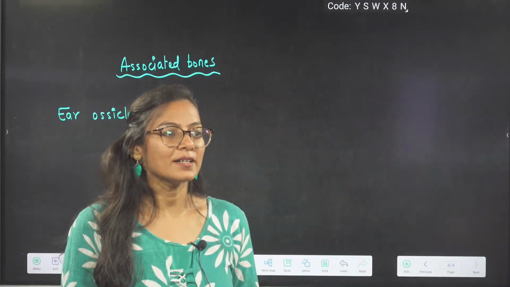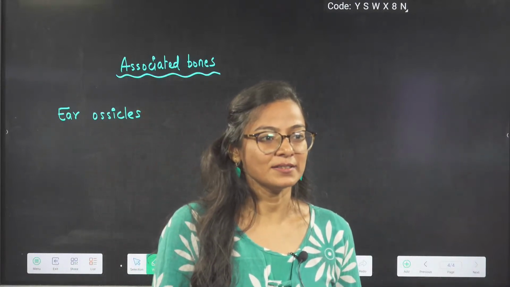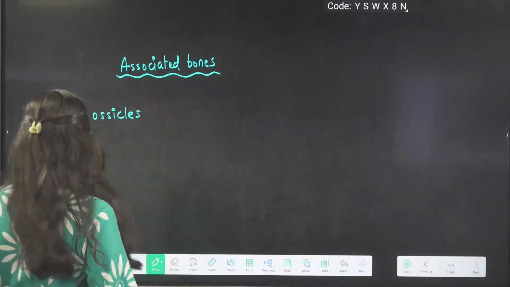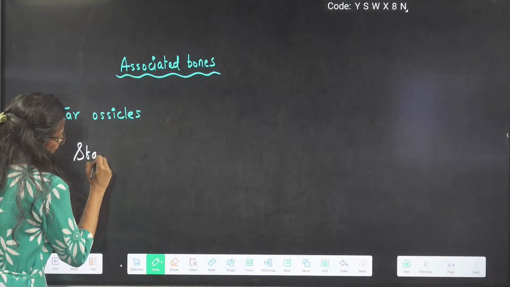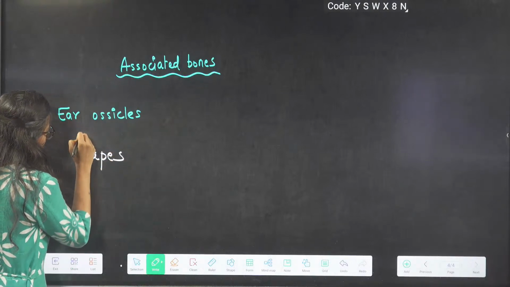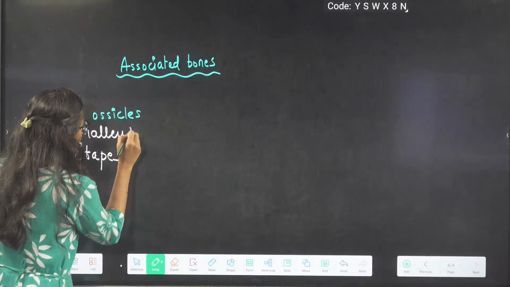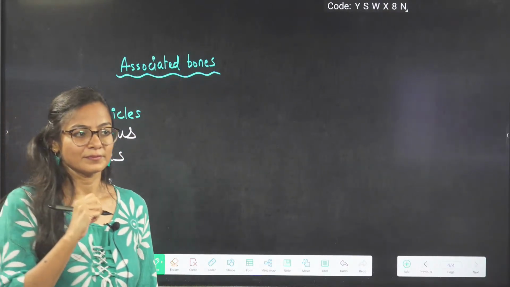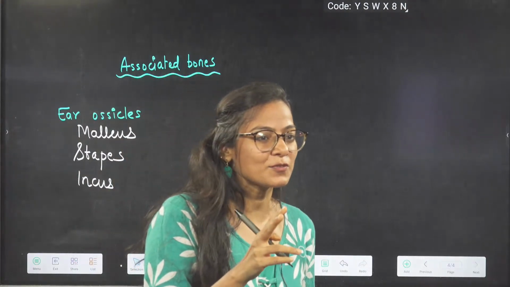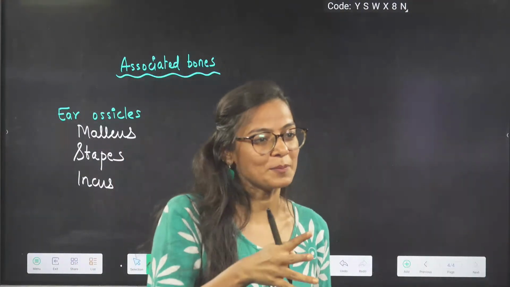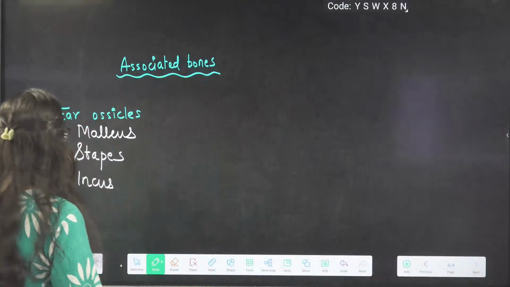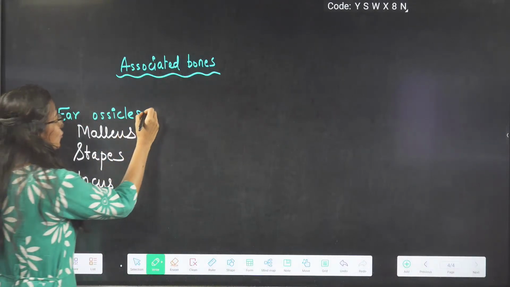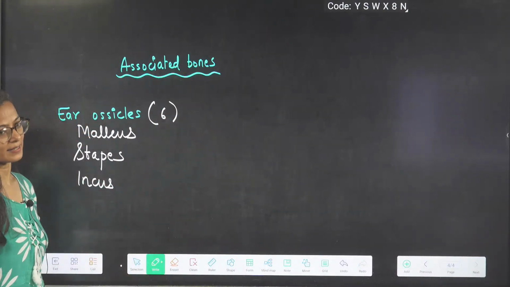Oh, who is saying pinna? Pinna doesn't have bone. Yes, I'm getting the answer. Stapes, malleus, and incus. Right? Out of these, the smallest one, everybody will know, is stapes. So these three are the bones in our ear. So one ear has 3, so 2 ears will have in total 6. We have 2 ears.